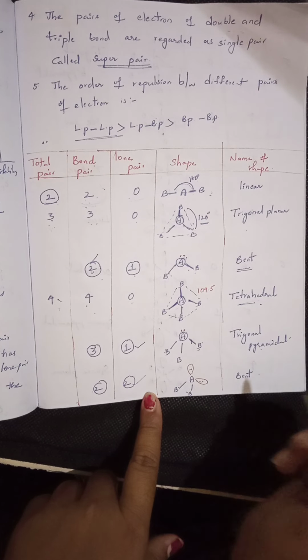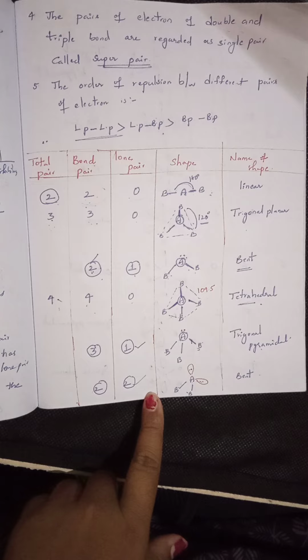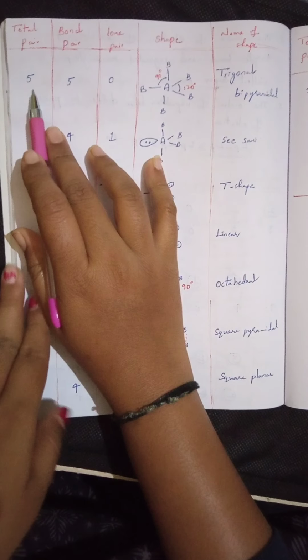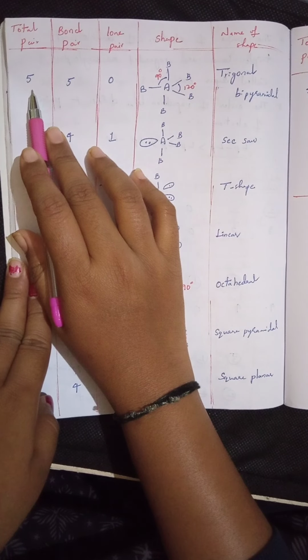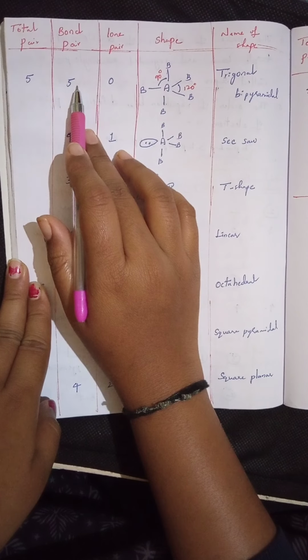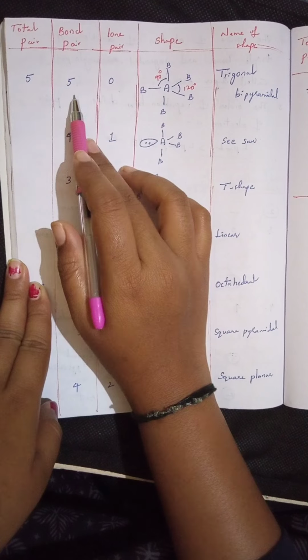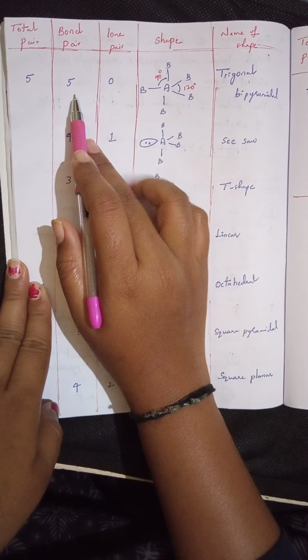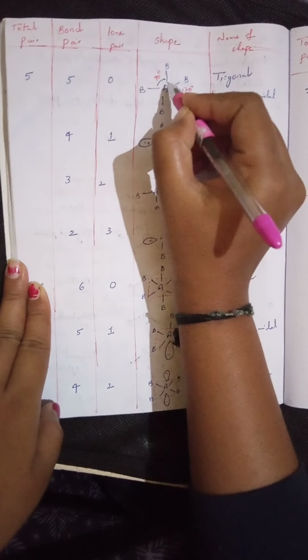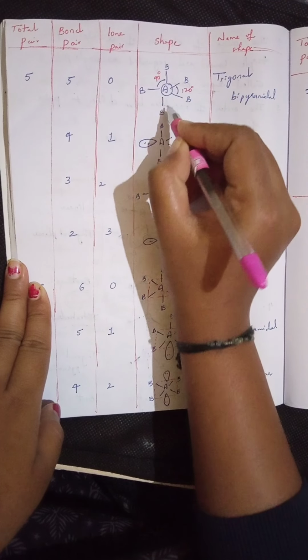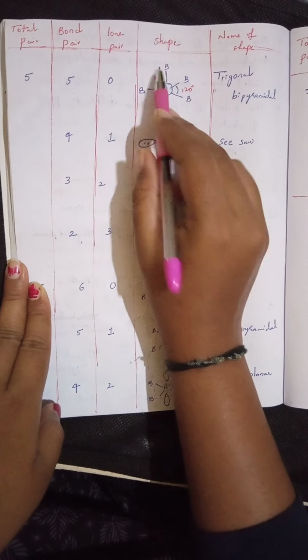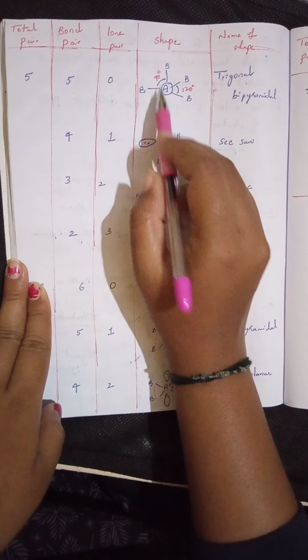Then again, the shape of the molecule is said to be bent shape. Next, the total number of pairs is 5, and all 5 pairs are involved in bond formation, so lone pairs of electrons are 0. Five bond pairs means that around the central atom A we can see the presence of 5 atoms, bonded using bond pairs of electrons.